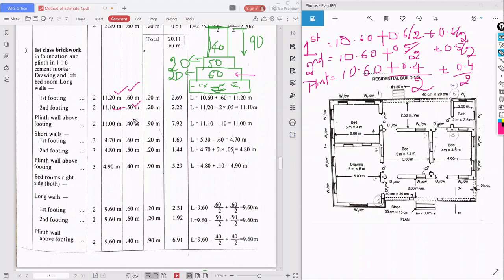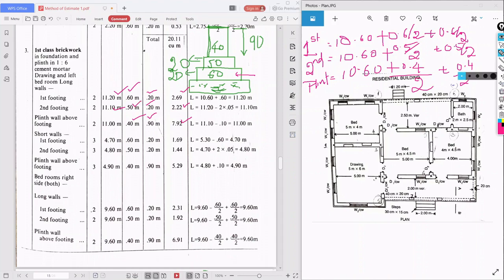60, 50, and 40 centimeter. Okay, what is the height now? First footing height is 20 centimeter, that is 0.20 meter. Second footing is 0.20 meter, and third, the plinth wall above the footing, is 0.90 meter. Multiply them, you will get these quantities: 2.69, 2.22, and 7.92. Okay, this is for the long wall quantity.